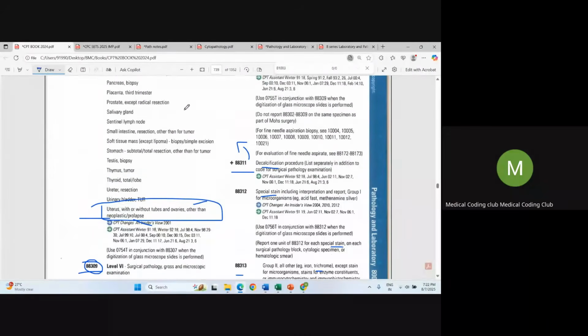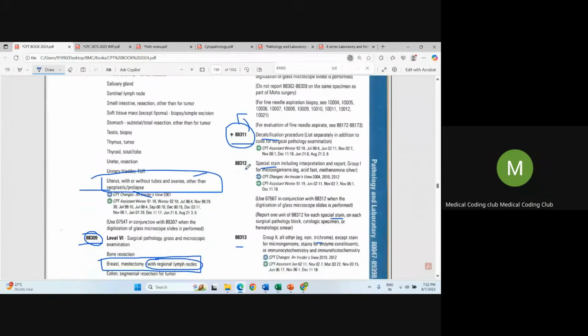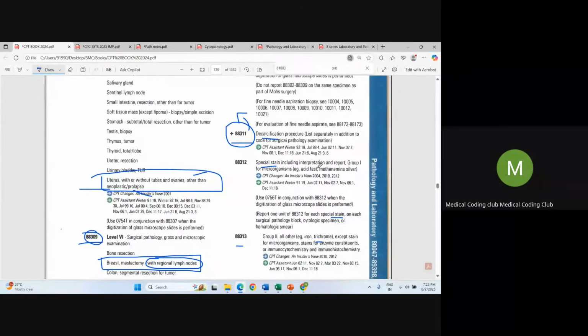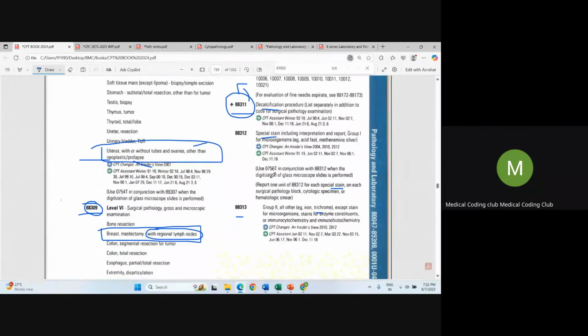So if you get any of these CPTs and you find decalcification is performed, then you should use the additional code 88311 as an additional procedure. In the same way, if you get special stains, you can see here special stain, group 1 microorganism, group 2 microorganism, all of these are present. These are all additional procedures. But up to here, it is very important, like mandatory questions. So I'll show you a few questions. Check and try to answer.